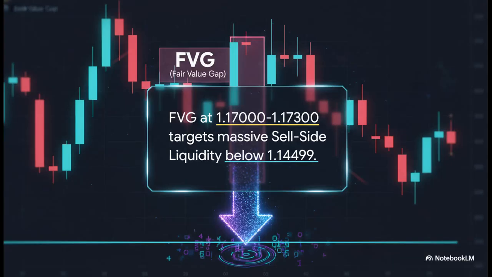Let's talk about the liquidity engine. We have a fair value gap sitting right between 1.17000 and 1.17300. This gap acts like a giant magnet for institutional re-entry. And why? Because it aligns perfectly to target that massive pool of resting sell-side liquidity, sitting incredibly vulnerable just below the 1.14499 macro low. That is the real target. That's where the real money is resting.